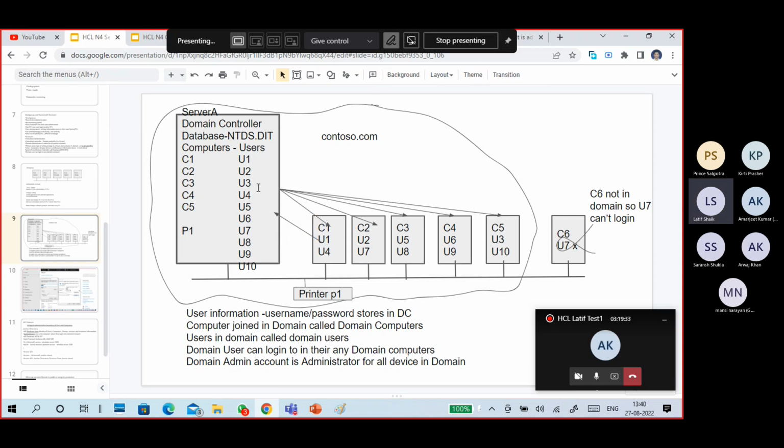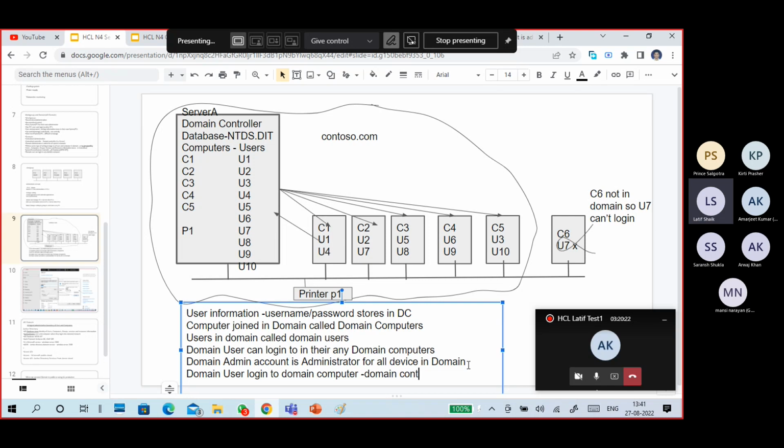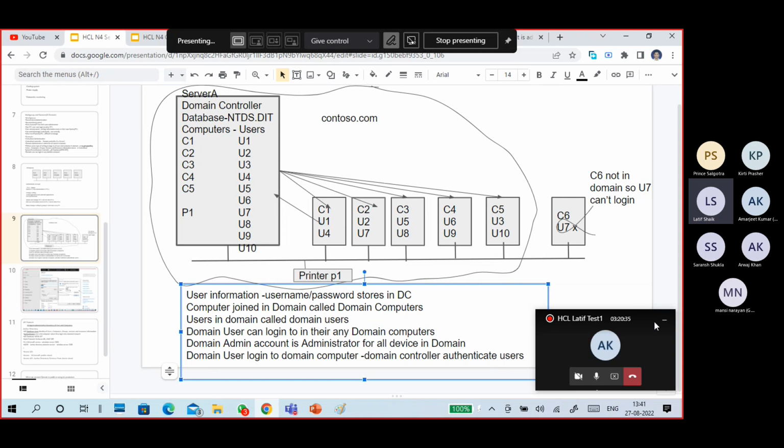When a user logs in, the information is sent to the domain controller for verifying the user information. Why? Because C1 doesn't have the information of user 1, user 2, user 3 or any domain users. Domain user information is located in the domain controller only. So when a domain user logs into a domain computer, the domain controller verifies the user identity. This is the point I will add here: domain user logs in to domain computer, domain controller authenticates the user. Authenticating a user means verifying user identity.